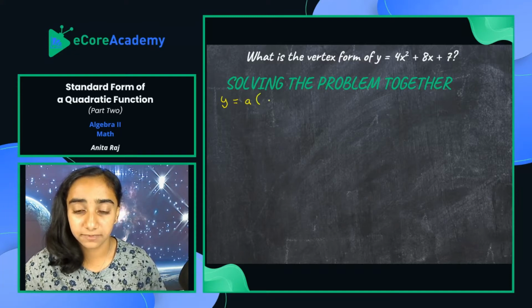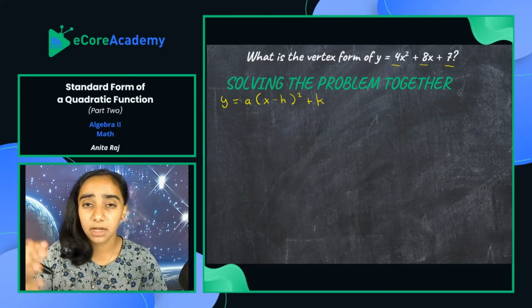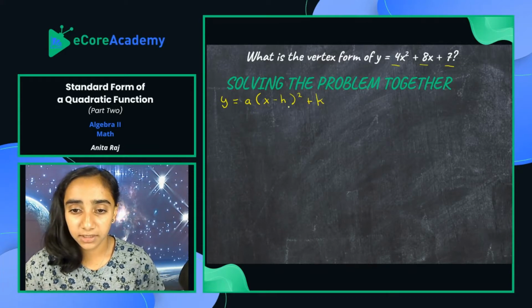Y equals a times x minus h squared plus k. So in this equation, remember how I said that a is 4, b is 8, and c is 7? Well, those are the values we've been given. So now we've got to identify what we are trying to find. In this case, we have a, h, and k.